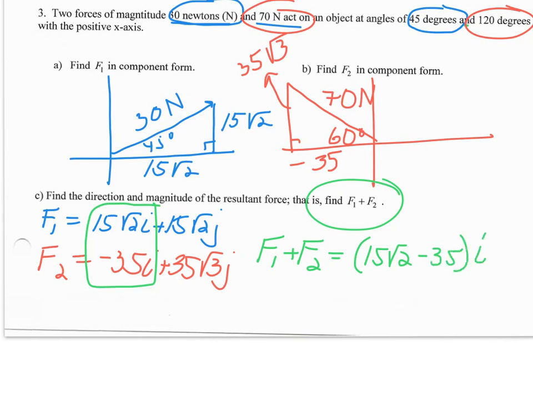And then if I do the same thing with the vertical components, it would be 15 root 2 plus 35 root 3, and then I'll sneak my j on the outside. Now, number 4 is almost identical, so please, please, please try that one on your own.